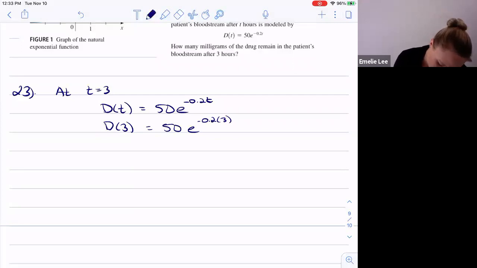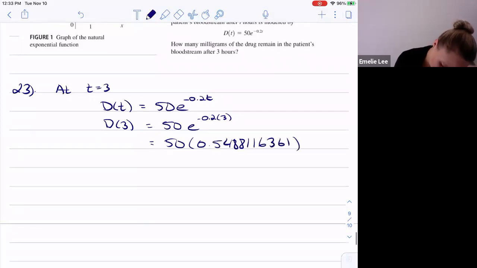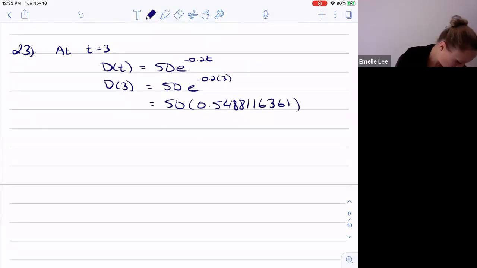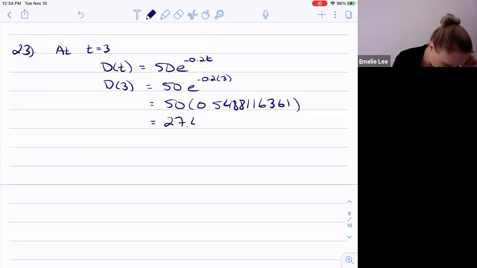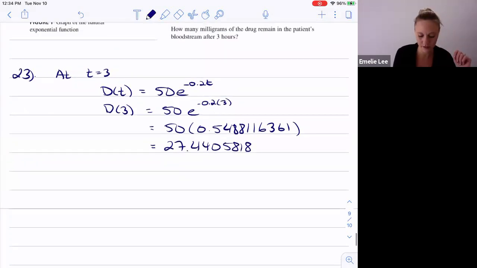Okay, just to check in, this is 50 times 0.5488116361, and then times 50, just so you have kind of the idea here, right? I'm showing that e to the negative 0.2 times 3, you should have 0.5488, and the answer is 27.4405818. Okay.